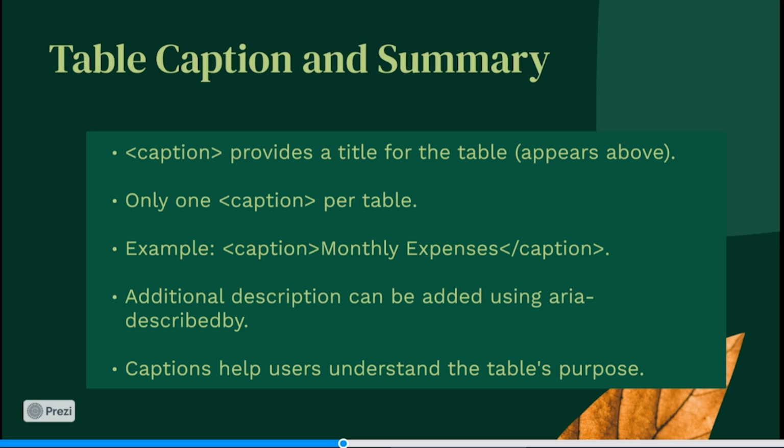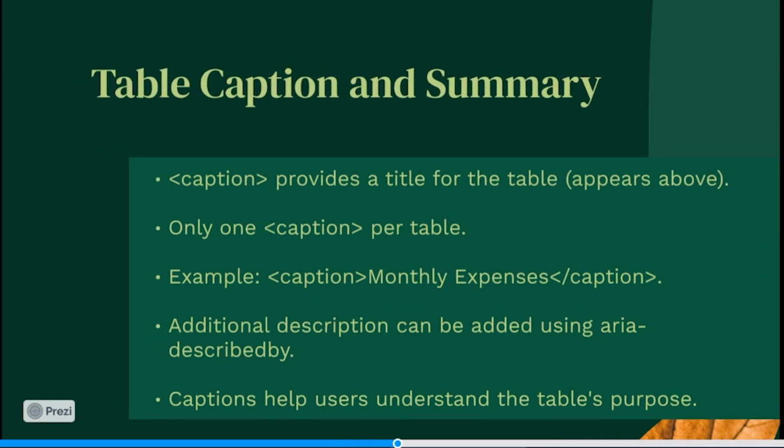For example, you can create a table for monthly expenses, showing how much money will be spent in that month. So the caption will be monthly expenses. And if you then add another caption, that caption will not work in that table.